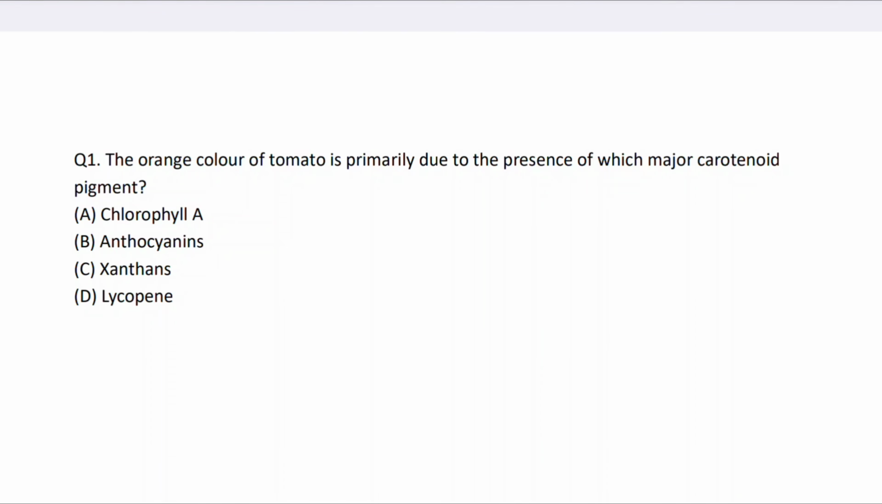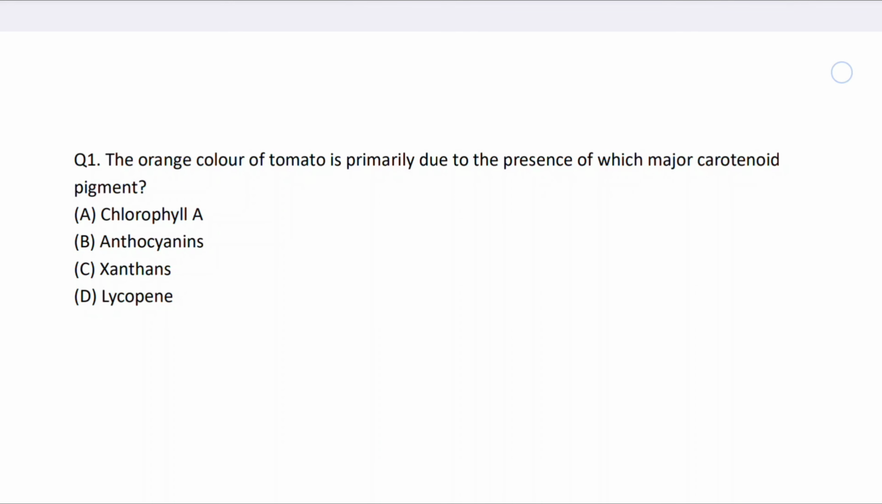So the first question is, orange color of tomato is primarily due to the presence of which major carotenoid pigment? And the options are chlorophyll, anthocyanins, xanthans and lycopene. So the right answer will be here lycopene. So lycopene is responsible for orange or red color in tomato.